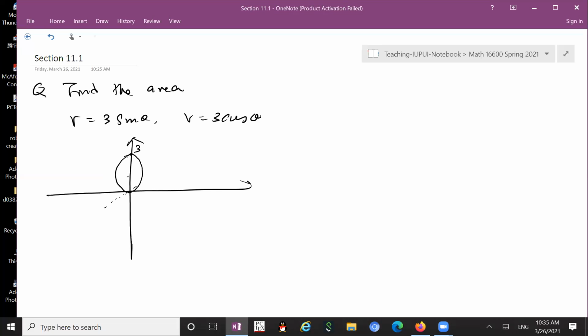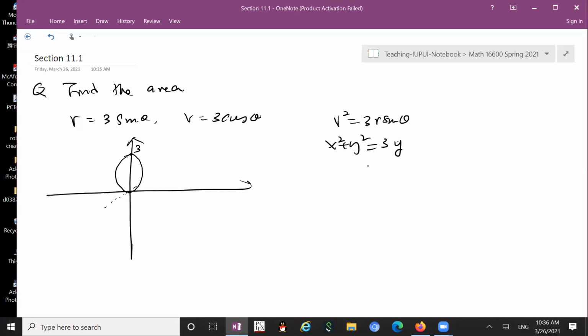Now, if you are not sure what the graph looks like, you can try to look at this equation. I multiply both sides by r, then here's x squared plus y squared equals 3y. So this is a circle, actually. This is another way to help you understand the graph.